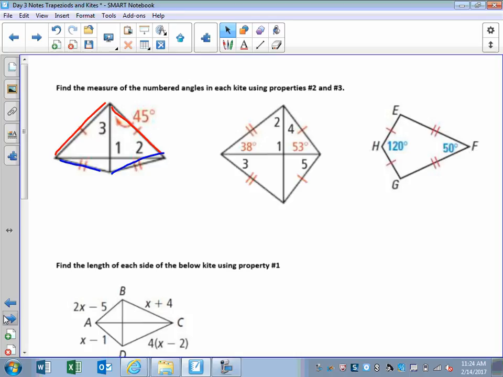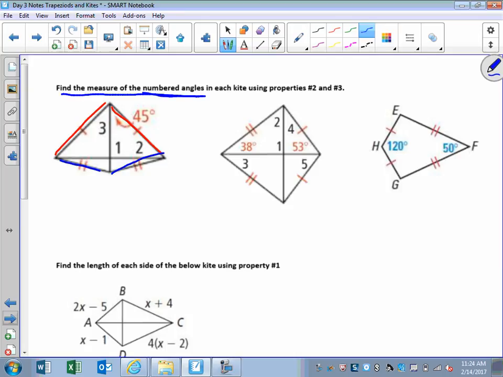Now the question here is not asking us about the sides. It says find the measure of the numbered angles. So we're going to be looking at the angles of a kite. Now one thing we know about a kite is that where the diagonals cross, it's perpendicular. So where these cross, these angles are all perpendicular, so they all equal 90. That means the measure of angle 1 has to be 90 degrees because it's a perpendicular cross.